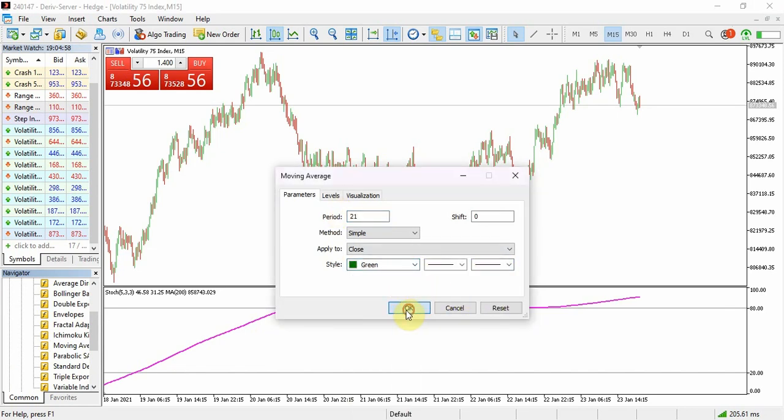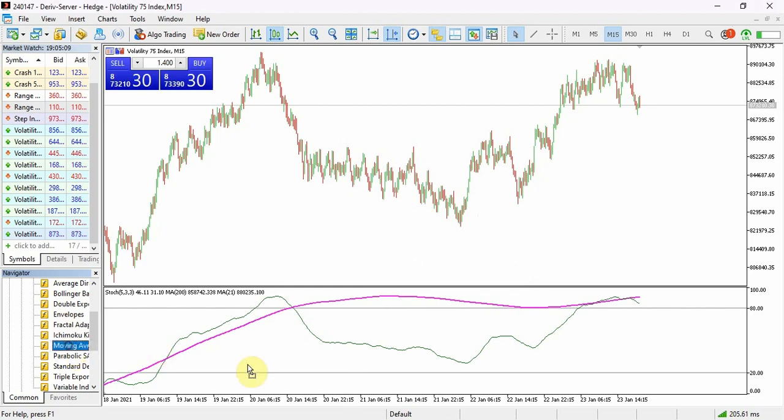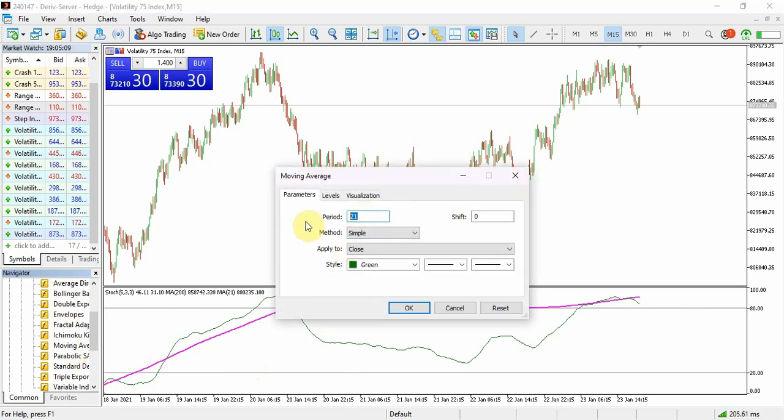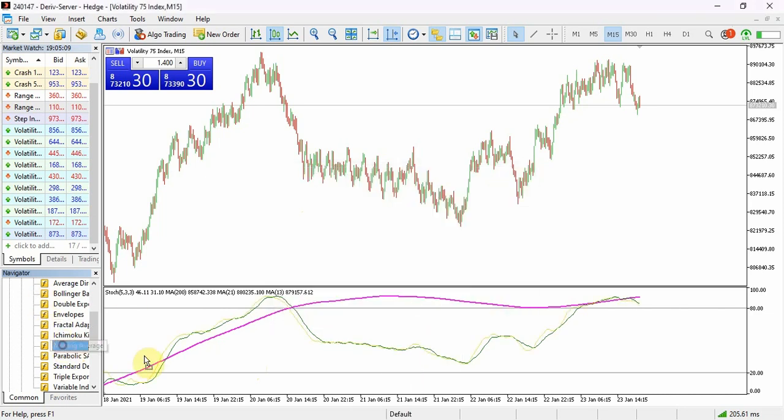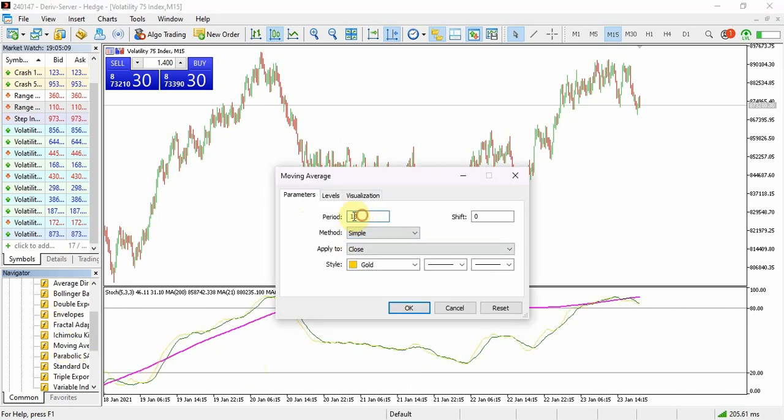and let's bring back the length. We add another one as well, we put it to 13, we shift the color to something like, I don't know, and another one again, let's make it 8.